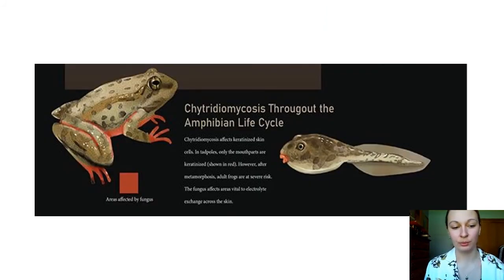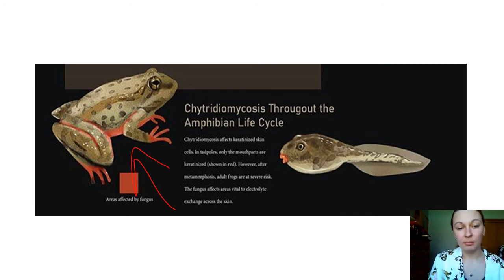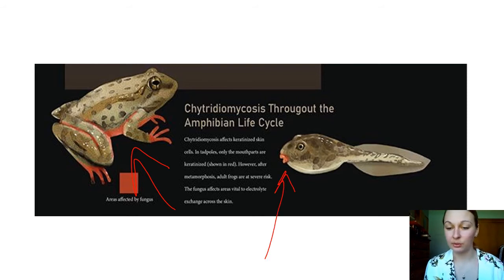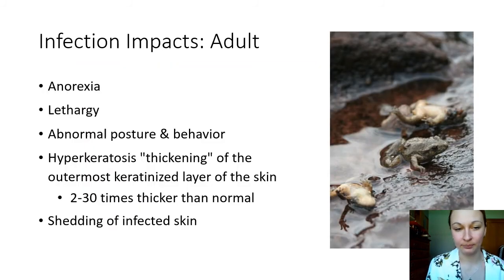And so this is just one more image showing on a frog or a froglet. The belly, the thighs, and the digits are where the keratin is, and on a tadpole, it is the mouth parts. So it's the red coloration in this image shows where keratin is, and therefore that is where Chytrid BD infects them. As an adult, it's pretty much the same as a froglet, but more behavioral changes happen.